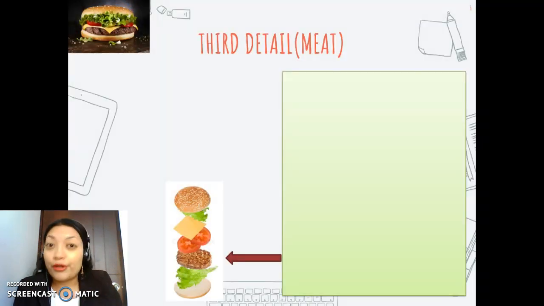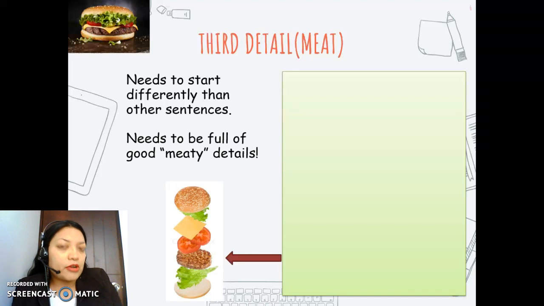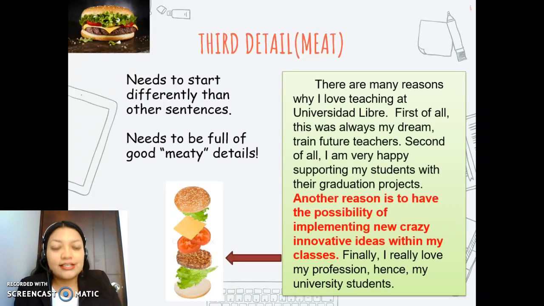Okay, our third detail is the meat. So it needs to start differently than the other sentences. It's a recommendation, and it needs to be full of good meaty details. So here we have: another reason is to have the possibility of implementing crazy innovative ideas within my classes. Okay, so this is the meaty sentence.